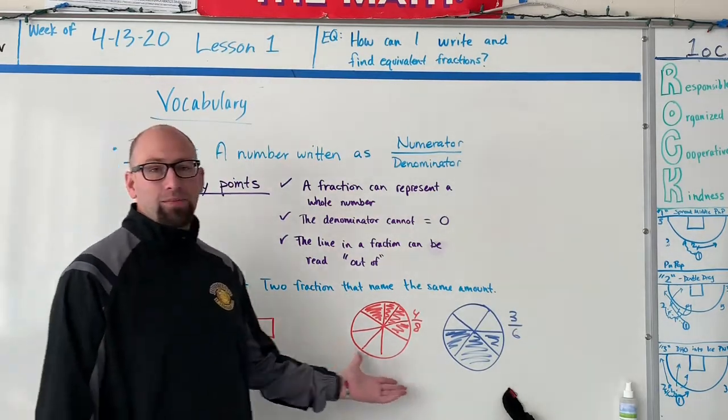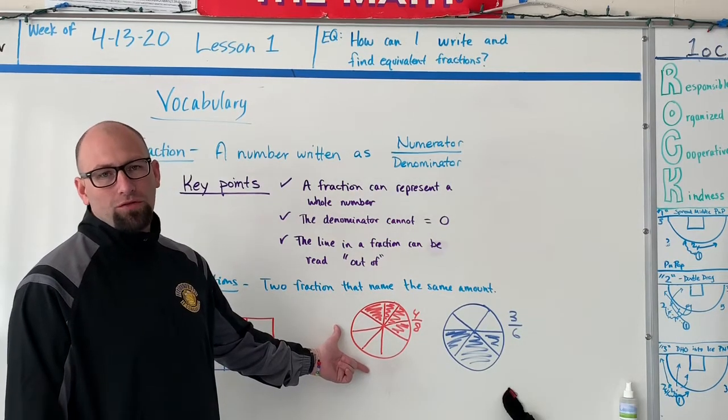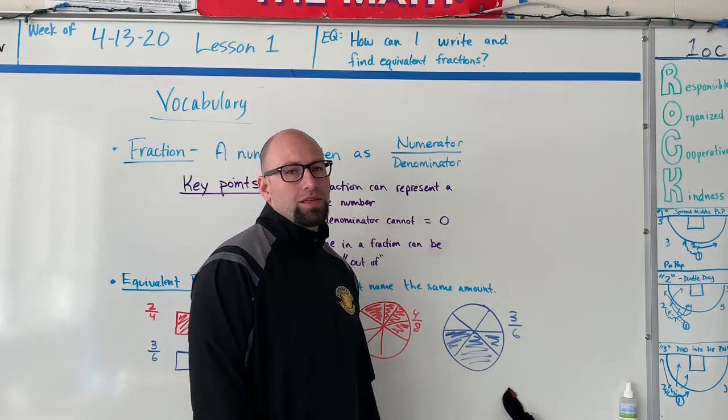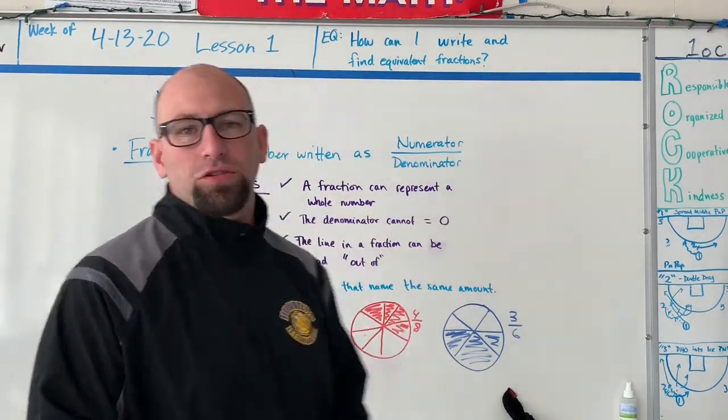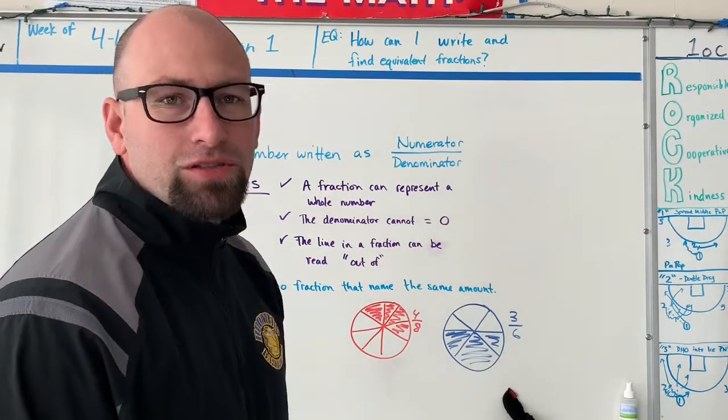Here's a pie or a pizza. You cut this pizza into 8 pieces and you take 4 of them, okay? Or you cut this one into 6 pieces and you take 3 of them. So that's going to be equivalent fractions. Those are pictures of that. So I want you to pause the video and I want you to take those notes down.